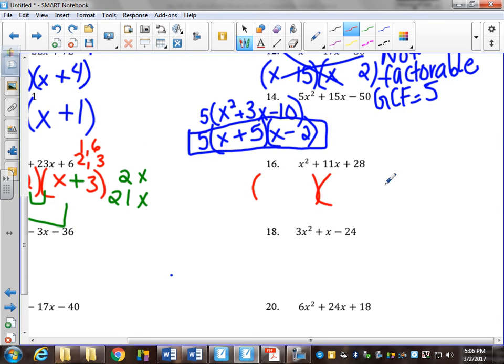Number 16, there is no GCF, or the GCF is 1, so we don't pull anything out. So we can move right into our factoring step. Some factors of 28: 4 and 7, 2 and 14, 1 and 28. Let's figure out which of those are going to add to 11. 7 and 4 add to 11. They both have to be positive. And our C term is positive, therefore the signs have to be the same, which they are.